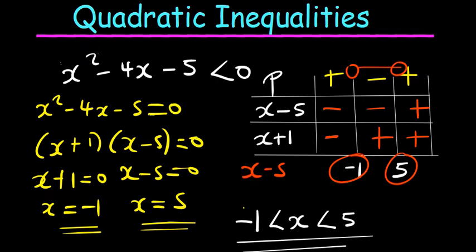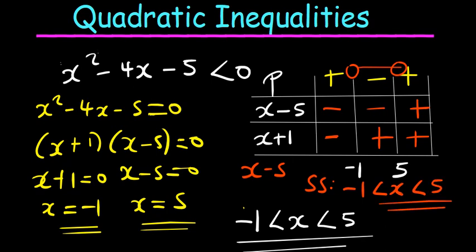So how are you going to write the solution set? x should be greater than negative 1, but the same x should be less than 5. And you're able to see that it is the same as this one. So that's how you solve using the table method. That's how you find the critical values, and that's how you find the set of values of x when you're given an inequality to solve.